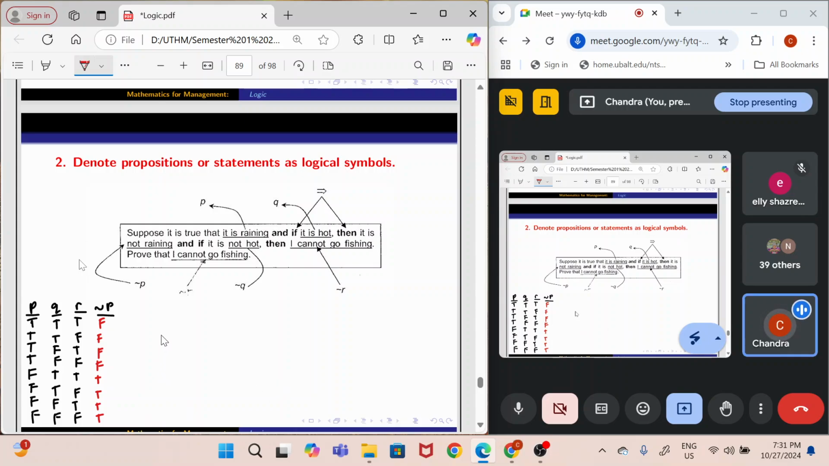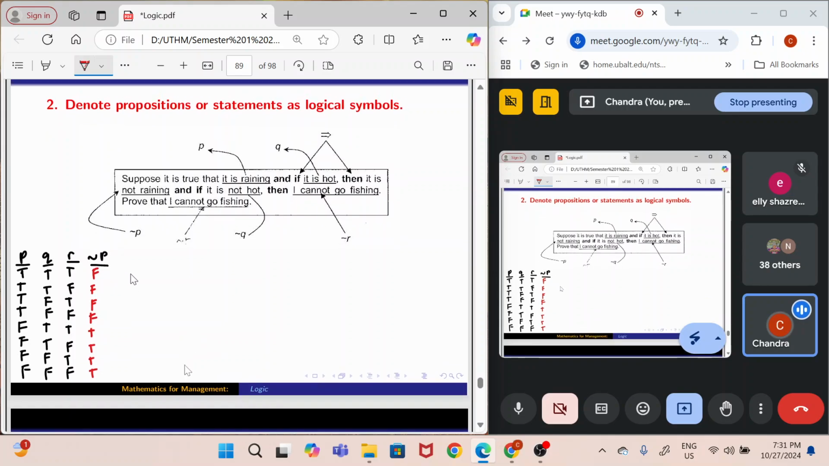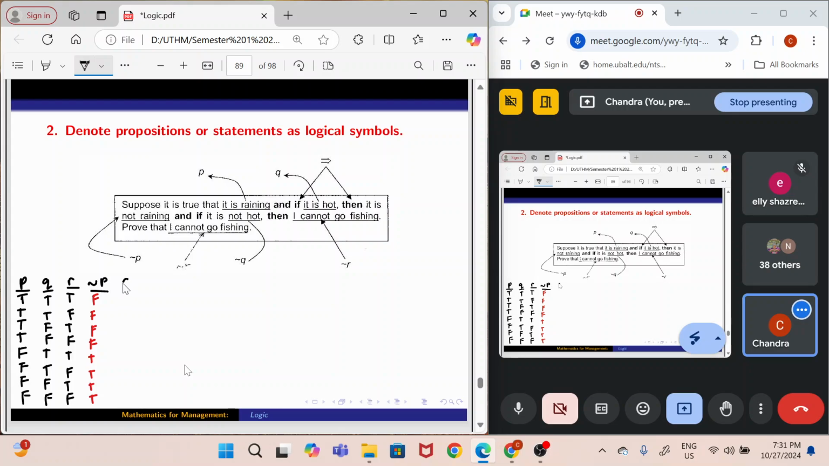If you write negate P, you will get this one. Then Q implies negate P. You can see from here to here, Q implies negate P.